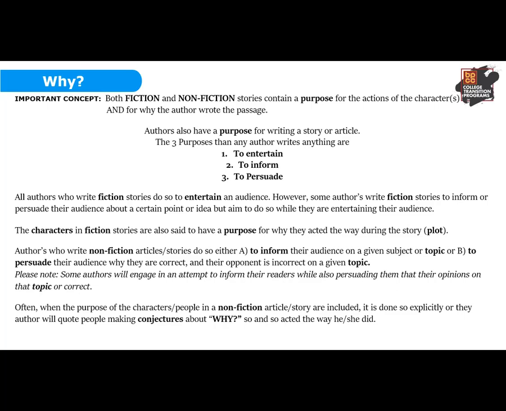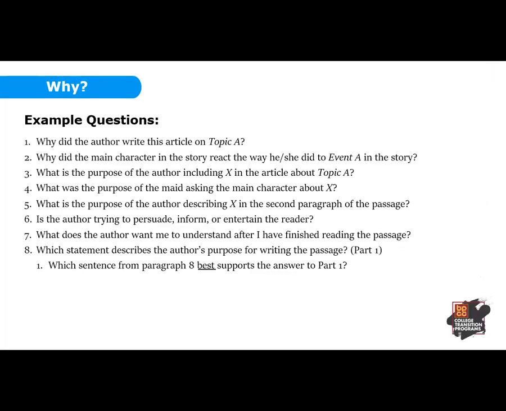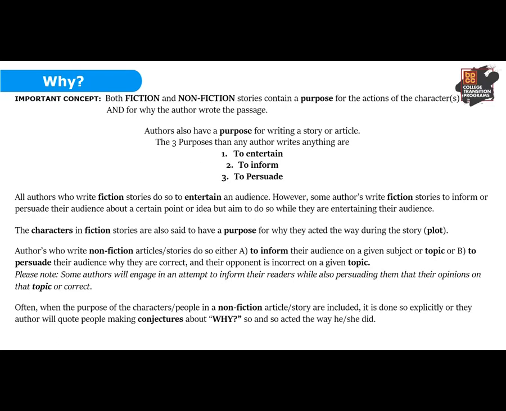Fiction stories are written to entertain you. Nonfiction stories or nonfiction articles will be written to either inform you or to persuade you. In fiction, you will be asked about character purpose, character motivation, and we'll talk about that more later. But why? When you're asked why did the author write this article, was it to entertain, to inform, or to persuade?